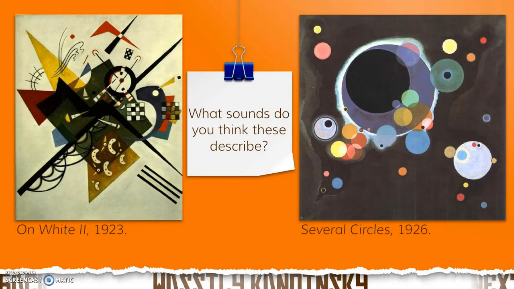So now you've sort of appreciated the type of music that Kandinsky was listening to when he was creating these paintings. Here we can see two more: On White 2 from 1923 and Several Circles from 1926. Now looking at these images, what sounds do you think Kandinsky was trying to describe?